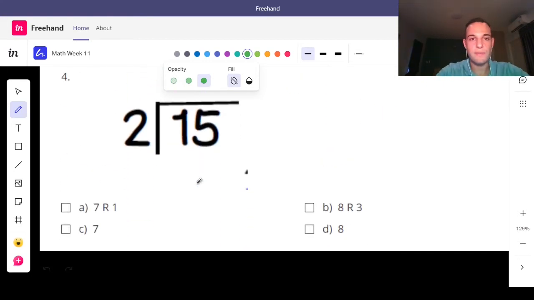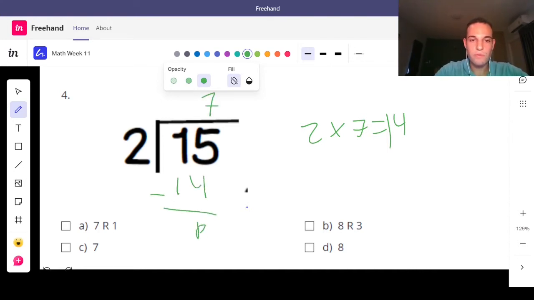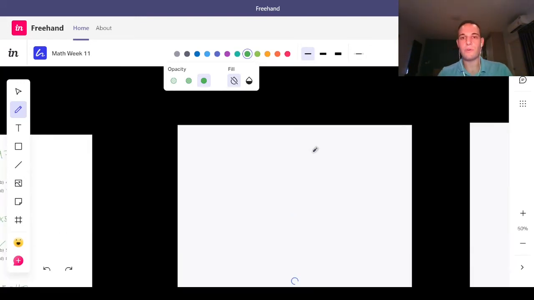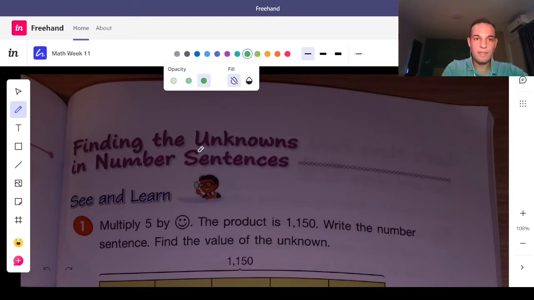Next we have 2 goes into 15. Well, 2 times 7 equals 14. So we have 14. 15 minus 14 equals remainder 1. So we have a 7 remainder 1. Super easy homework. Let's move on to our classwork, which is finding the unknowns in number sentences.